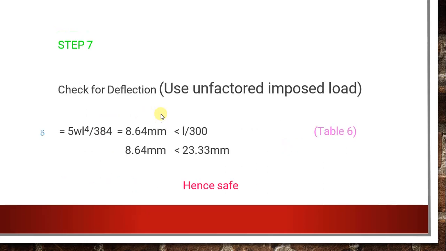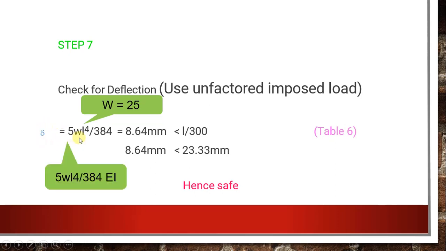Now moving forward to step number 7, you have to check the beam against the deflection criteria. So check for deflection. Here you have to use the unfactored imposed load, which is already given in the numerical, that is 50 as the unfactored load. The deflection formula in case of UDL, the standard formula you have to use, is 5 WL^4 upon 384 EI.